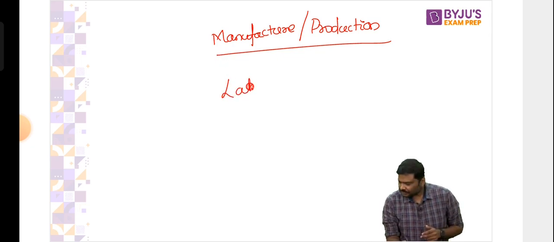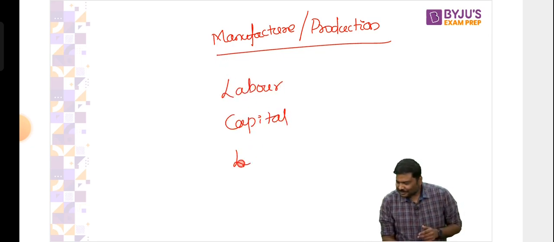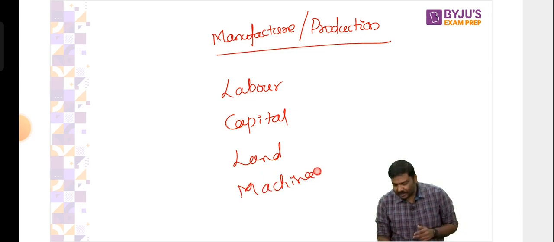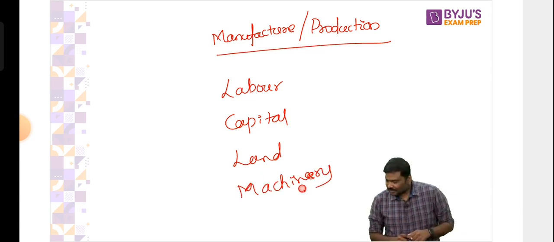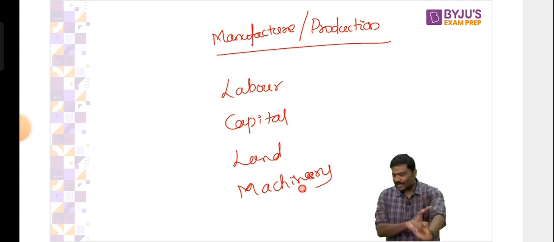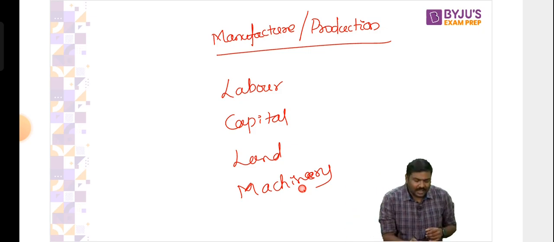Labor, great. Capital, land, machinery. By the way, you are answering, and I'm looking at your answer and typing it. Electricity, great. Okay, stop now. Thanks. So all of you answered, and I'm happy. You've answered multiple factors here.